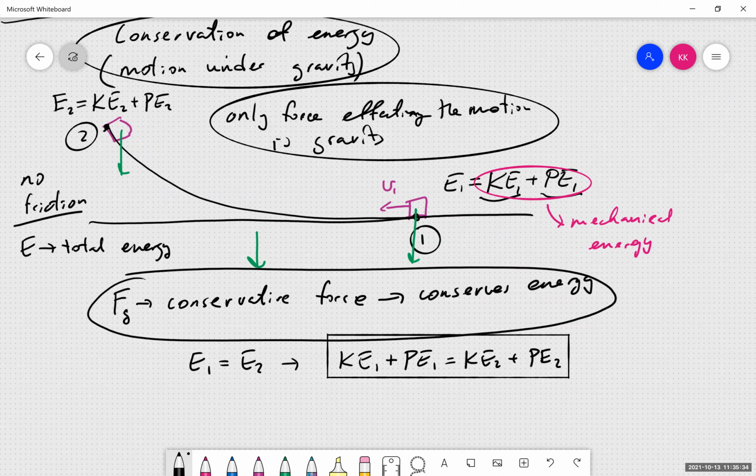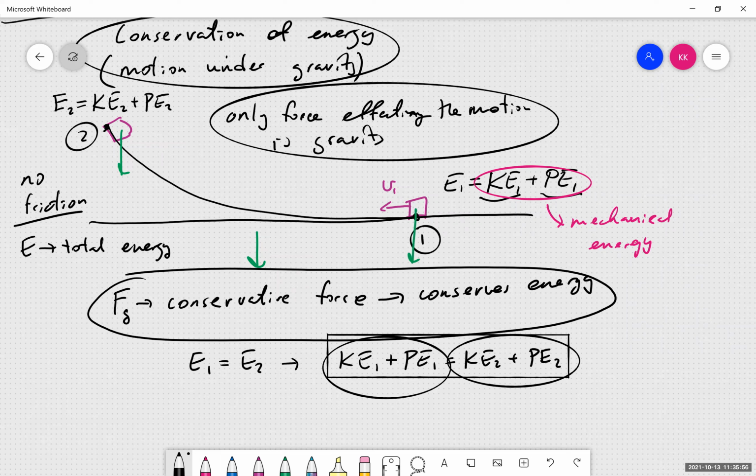That means we can calculate the energy of an object at point 1, and compare it to the energy of the object at point 2. And hopefully they will be exactly the same. The idea here is, if I'm simplifying my equation, on the left side, I have kinetic energy at point 1 plus potential energy at point 1.